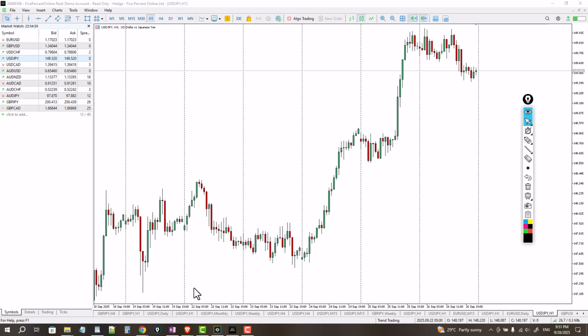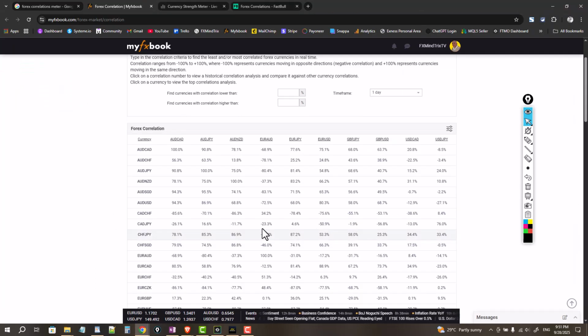Let's look for another example. So we've got, let's see, AUD JPY. And you can see that the AUD JPY currency pair is somewhat correlated with the USD JPY. But let's see which other pair it is not too correlated with: the USD CAD. So let's take a look at this, okay?